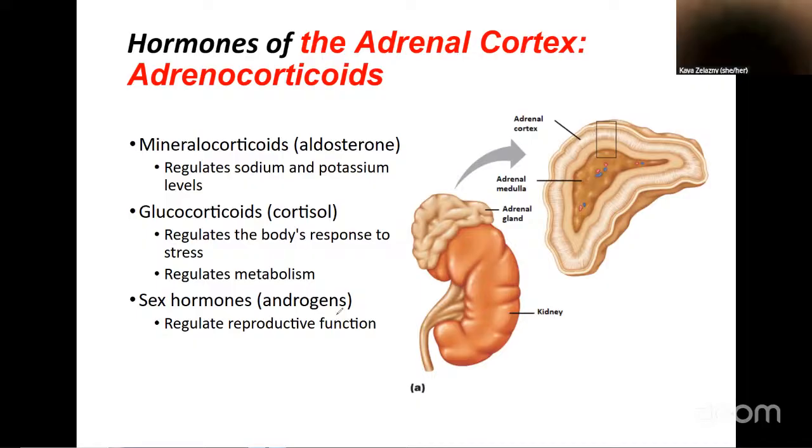When we think about the full picture, we also want to know that the adrenal gland is also making some sex hormones. So your adrenal gland actually also makes androgens. Think about the fact that women also have testosterone naturally, right? Some of those androgens don't just come from gonads, don't just come from the reproductive system. Some of them come from the adrenal gland. So that helps us regulate reproductive function as well.